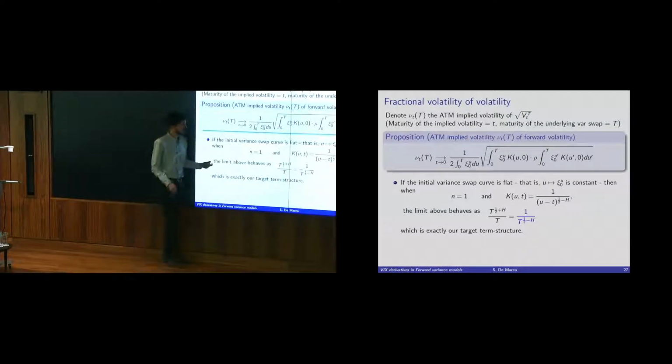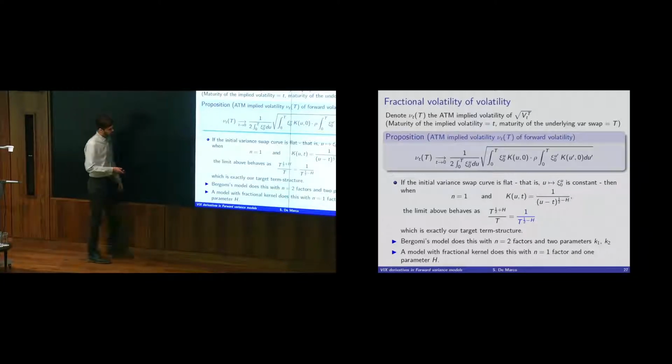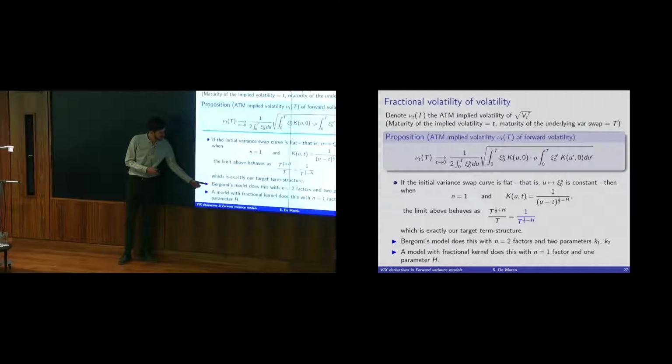You have a function of capital T, which in the simple situation of these rough models, when you have only one factor and one power kernel, this right-hand side as a function of capital T, when the curve psi 0 u is flat, behaves exactly, if you believe me, as a negative power of capital T: T to the 1/2 minus h. For those of you who know the skew of implied volatility of the underlying, it is exactly the same type of behavior, okay? This also holds for the implied volatility of variance swap volatility, which is our target term structure. Which means what? Which means that the classical Bergomi's model I started with is able to do this with two factors and essentially with a combination of two exponentials that you can stretch to a power. And these rough models are able to do the same thing with only one factor and one parameter h, okay?